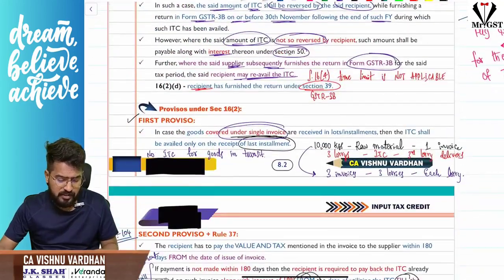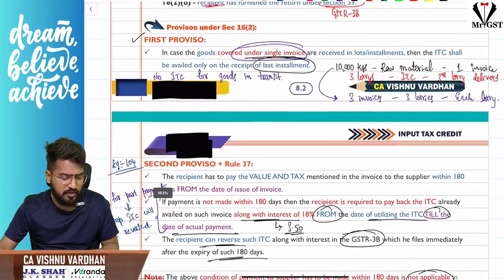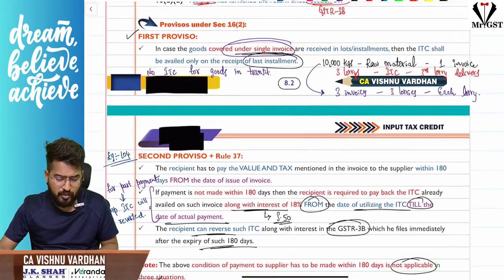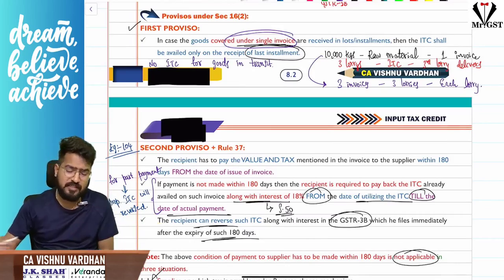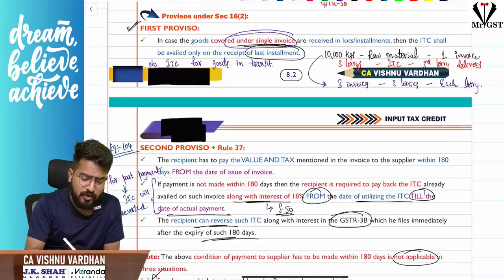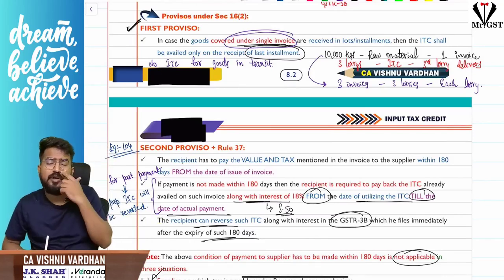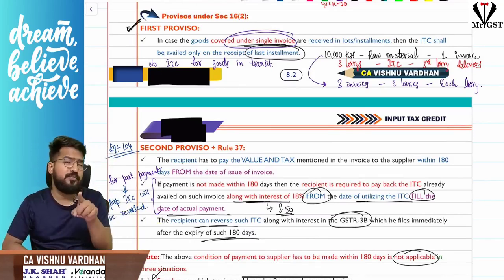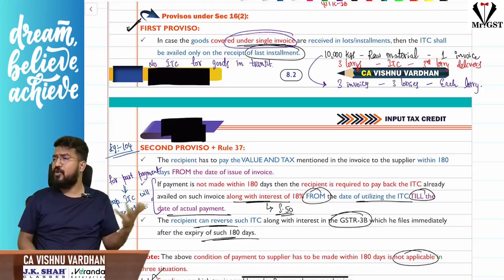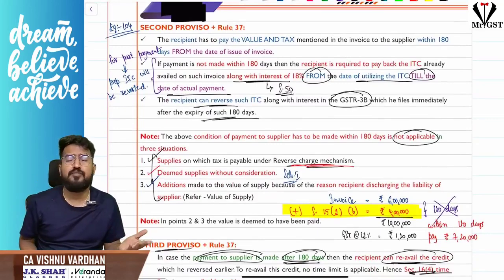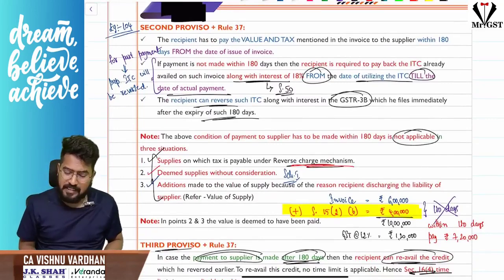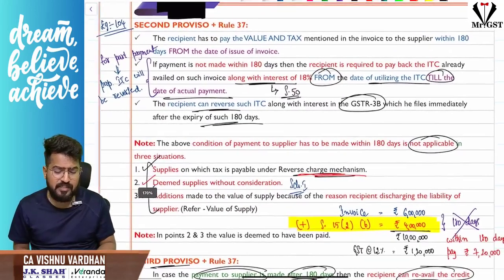The next one is the first proviso under section 16 subsection 2. The first proviso we have already discussed. When the goods are coming in lots or installments, we can take ITC only after the receipt of the last lorry or last installment, whatever it is, but they should be covered under a single invoice. That we have already discussed, right? Let us move on to the important proviso, the second proviso, read along with rule 37.